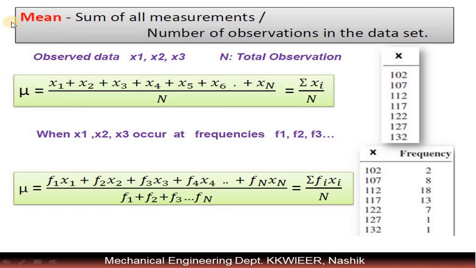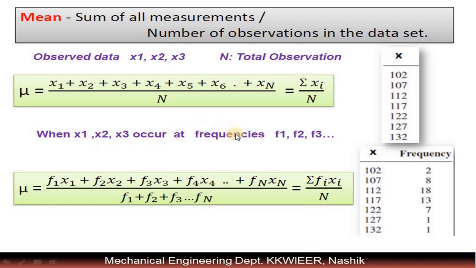So suppose we consider the first factor, that is mean. Mean, as I told you, is nothing but the summation of all the measurements divided by the total number of measurements. Suppose we have data as x1, x2, x3, and capital N will indicate the total number of observations. So we can divide it, that is summation of xi divided by n. So we'll get the average, or we call it the arithmetic mean.